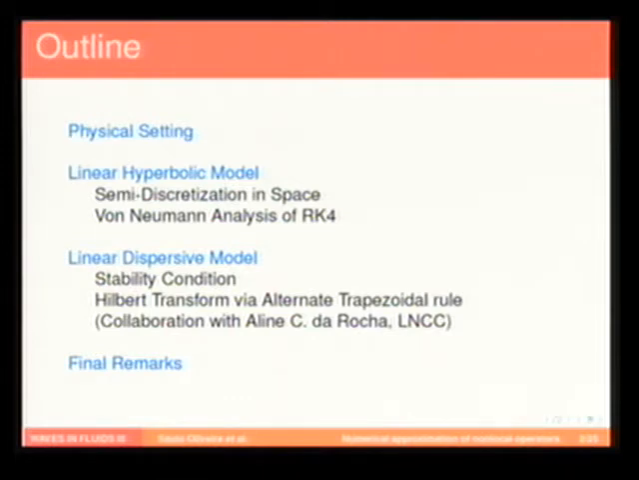Consider the very simple approach, which is the linear hyperbolic model, no dispersion, no nonlinearity, just to review the von Neumann stability analysis, and extend this analysis to the linear dispersive equation. That's the equation we are mostly interested in. And later, by the end of the talk, I'll share some ideas about the spectral properties of the Hilbert transform approximation by the alternate trapezoidal rule. This is also a joint work with Aline. She's a graduate student now at the LNCC, Petropolis.